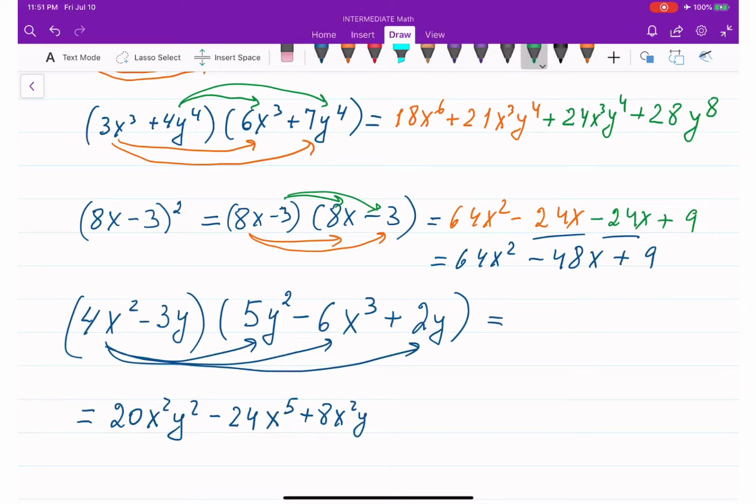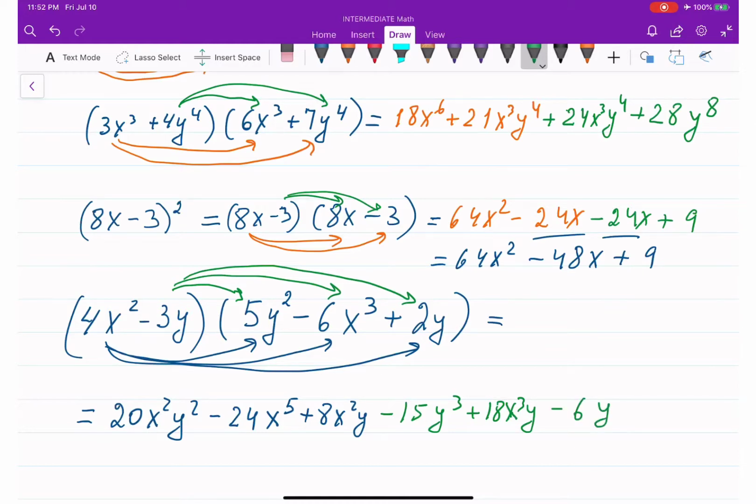Okay, next one, negative 3y times 5y squared. So negative 3 times 5, it's going to be negative 15. Y times y squared, it's going to be y cubed. Negative 3y times negative 6x cubed, it's going to be plus 18x cubed y, and negative 3y times 2y, it's going to be negative 3 times 2, negative 6, and it's going to be y squared.